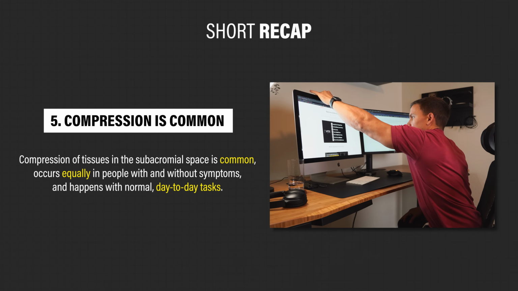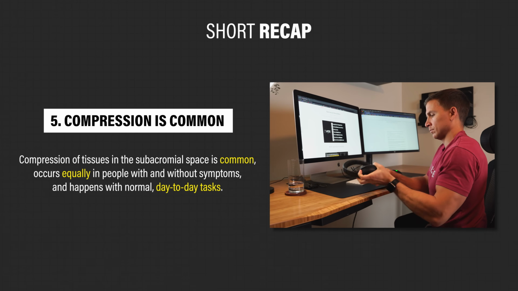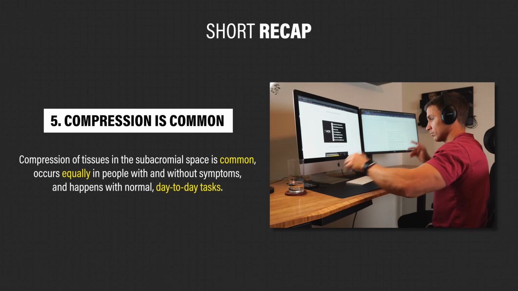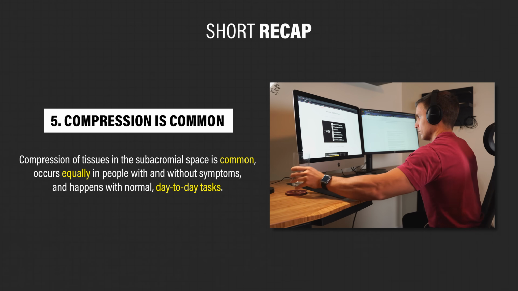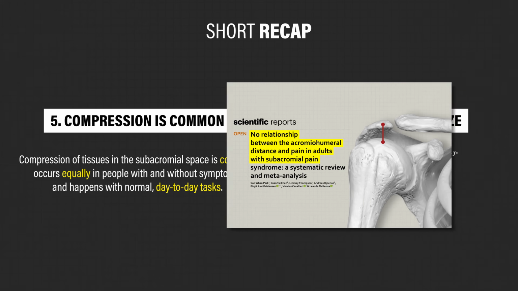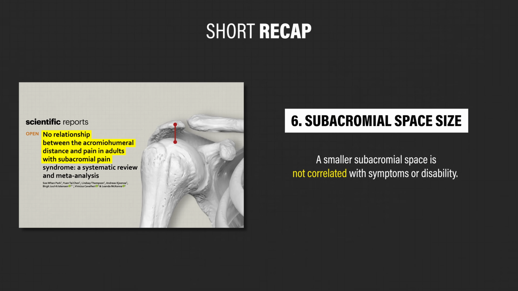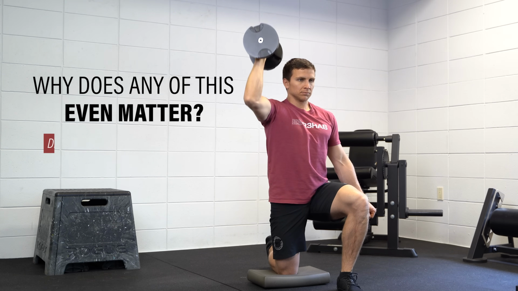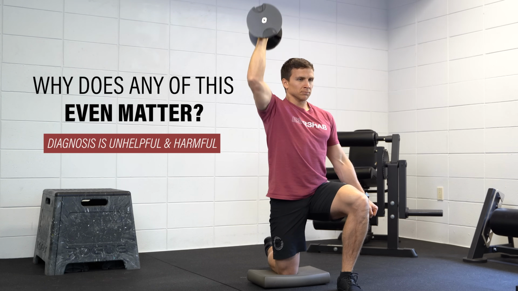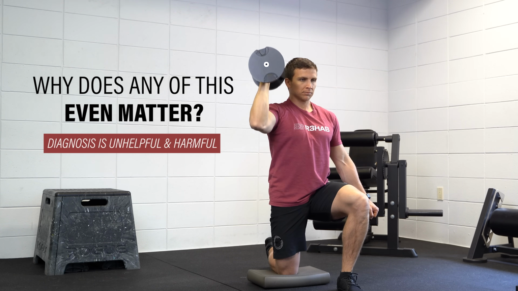5. Compression of tissues in the subacromial space is common, occurs equally in people with and without symptoms, and happens with normal day-to-day tasks. 6. A smaller subacromial space is not correlated with symptoms or disability. Why does any of this matter? Not only is the diagnosis of shoulder impingement unhelpful, it can be harmful.